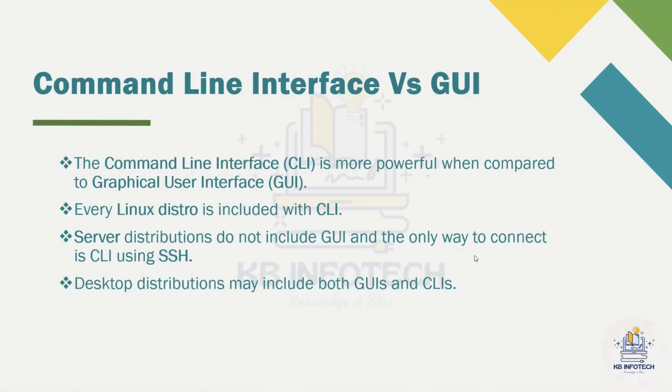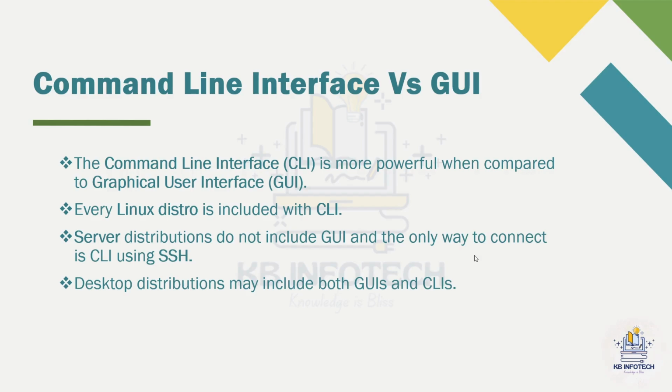The command line interface, CLI, is more powerful than a graphical user interface, where you can do multiple tasks very easily using the CLI. For example, you want to rename hundreds of files. The same task using CLI, you can do with one command, but using GUI you need to perform the task one by one and it may take all your time. So CLI is definitely more powerful.